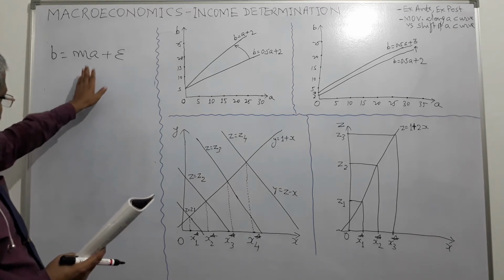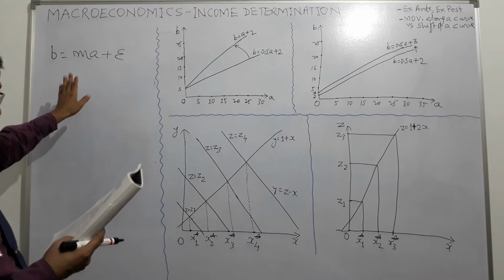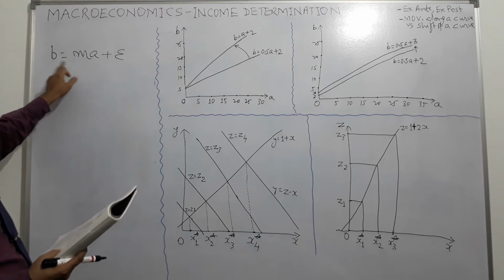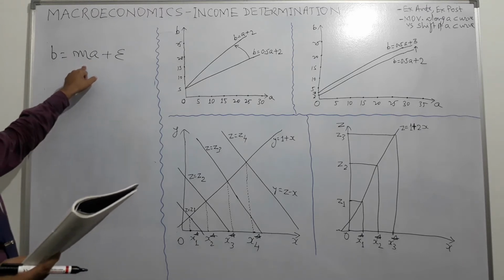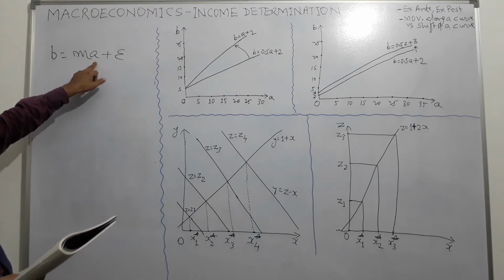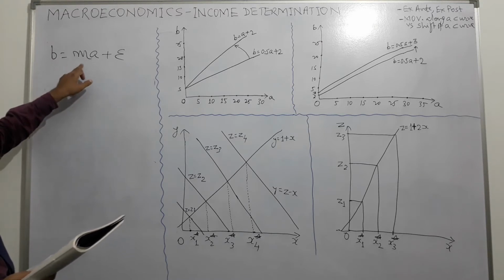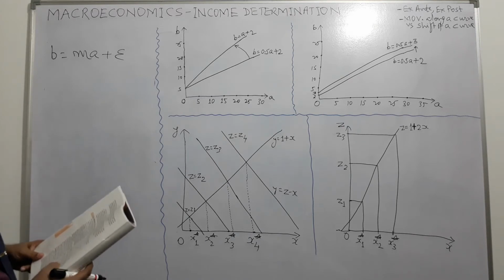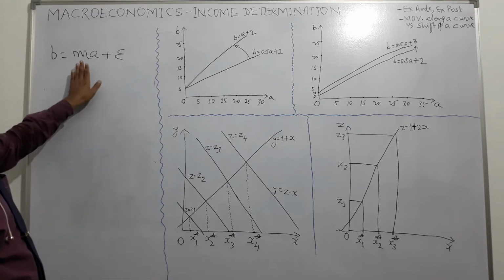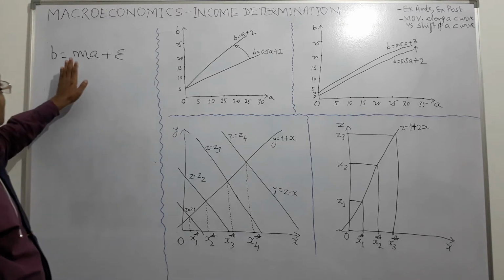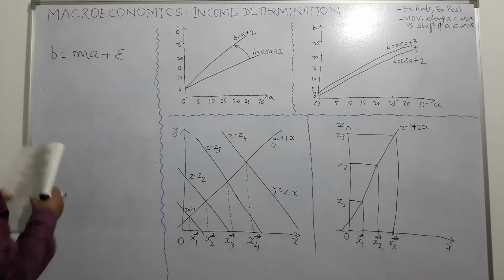Suppose when A increases by 1 unit, B increases by M units, M into A. So here what we will do, we will keep M as variable and will keep E as constant at 2. And for M variable, there are two values for M.